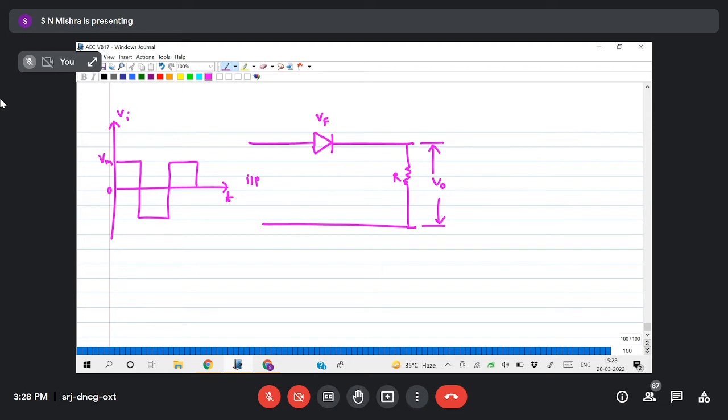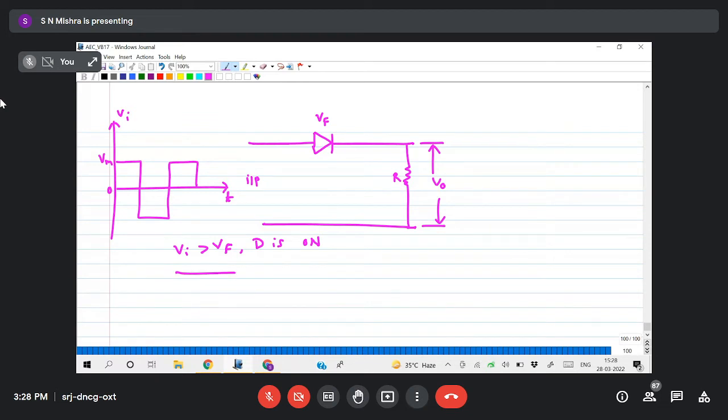First condition, you have to identify when the diode is on. So what is the condition? If Vi is greater than Vf, then only the diode will be on. Then D is on. Now I'll draw the equivalent circuit.